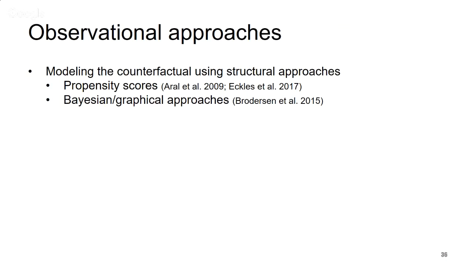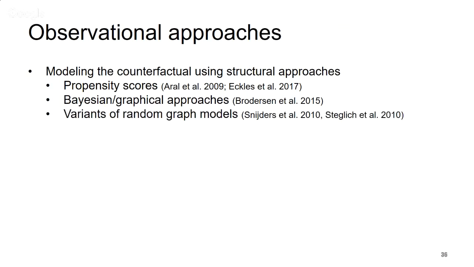For those of you who work on AI and come from the probabilistic modeling background, you're more familiar with the graphical approaches to doing this. And the third one, probably one of my own favorites, is working with random graph models, or variants of random graph models, that are in between the more social science approaches, like propensity scores and instrumental variables on one side, which require a lot of data, and the Bayesian or graphical approaches on the other side, which are more assumption intensive. These sit somewhere in the middle.